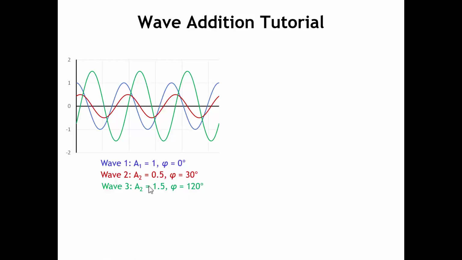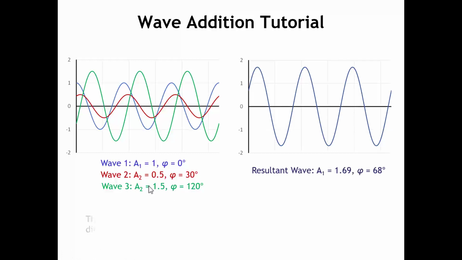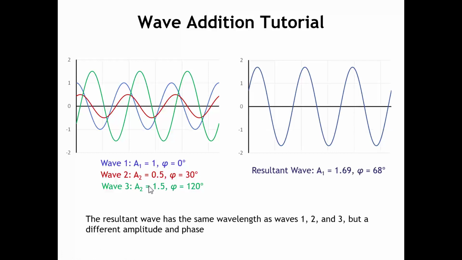If I just add these together in a spreadsheet, I would get this wave. And if I looked at that wave more closely, I would say, all right, the maximum is at 1.69, so that's its amplitude. And this initial starting point of the wave is shifted by 68 degrees from 0. Okay, so it's got a phase shift of 68 degrees. And no matter how many waves I add together, I'm going to get a resultant wave with the same wavelength, but with a different amplitude and phase. Now you can imagine that it starts to get laborious to add all of these waves together. Let's see if we could get this same wave using our complex number approach.